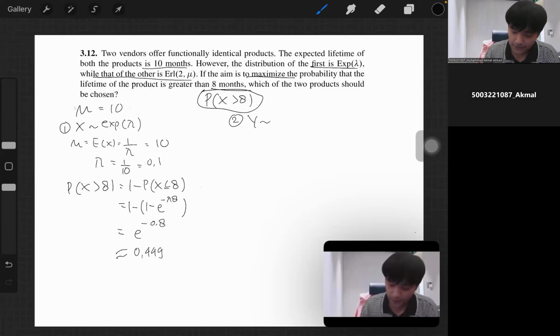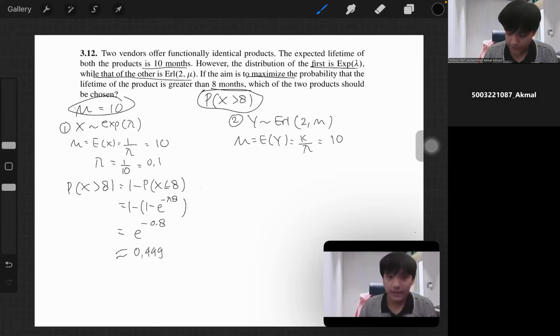And for the second product, we can call it y. So y is Erlang with parameters 2 and lambda. The mean in the first is 10, so the mean of y is k per lambda, equal to 10, and the k in there is 2. So 2 per lambda equals 10, so that lambda equals 0.2.